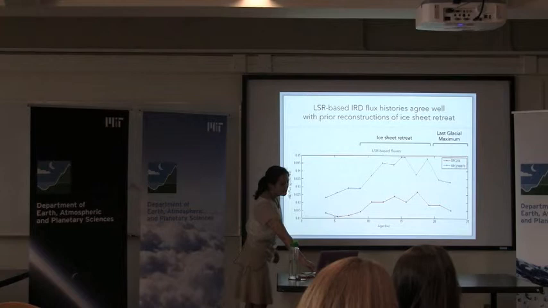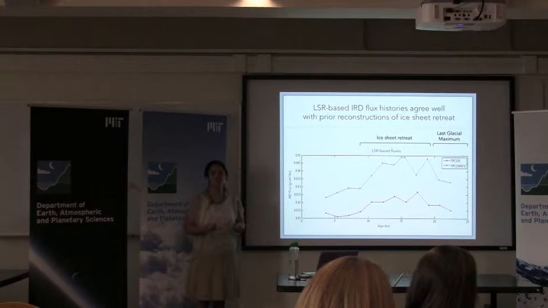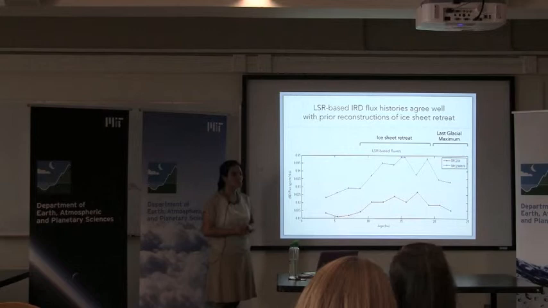And the reason I ended up using the LSR-based fluxes in this plot is because they appeared to give a more accurate history of the ice sheet retreat, and they showed better agreement between the cores. But this is not quite what we were expecting, because we started off the project thinking that maybe 230 thorium normalization would be a better technique. So what might be causing some error in 230 thorium normalized fluxes?